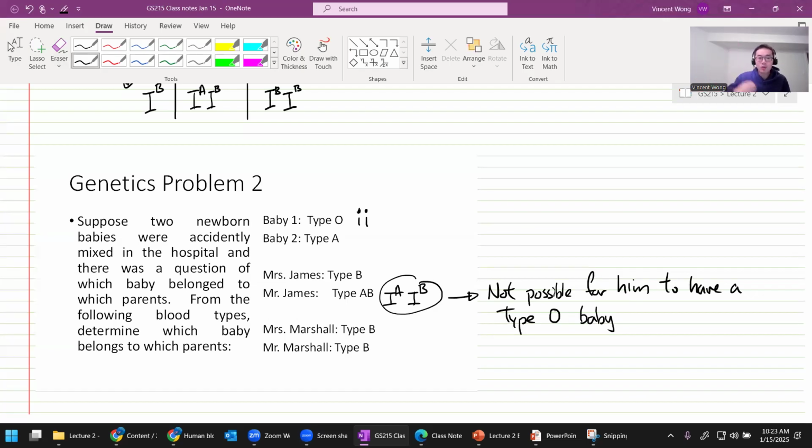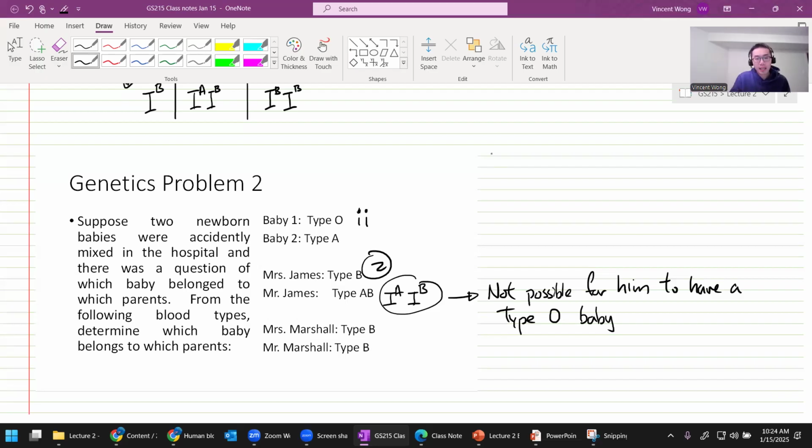To produce a type O baby, you need to contribute one little i. He does not have a little i to give. For that reason, baby two is theirs. If there are only two babies up for grabs, right? It's one or two, then it's definitely not number one. It has to be number two. Does that make sense? AB individuals cannot ever have a biological baby that's type O. You can adopt one if you really like type O babies, okay? But you can't have one of your own. Doesn't matter who you marry.